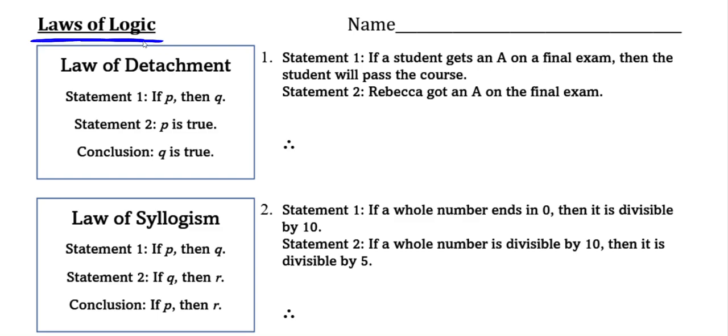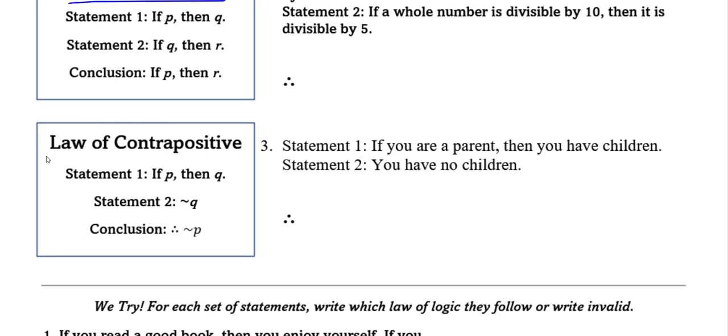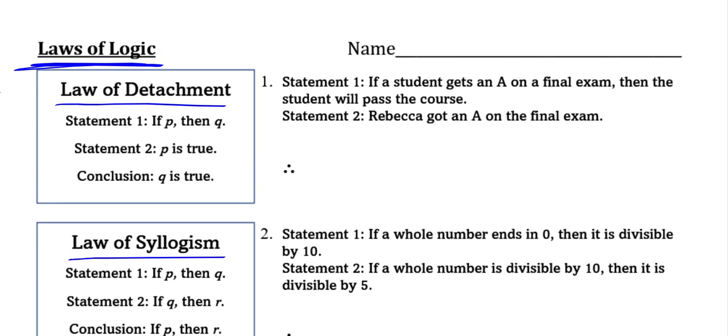Logic. So we have 3 laws of logic that we have to be concerned with. All of them are used to justify the validity of a set of statements or just one statement. So you're basically saying if something is true or false based off of one of these 3 laws: the law of detachment, the law of syllogism, or the law of contrapositive. Those 3 laws are what we're going to be using to justify that something is true or false.